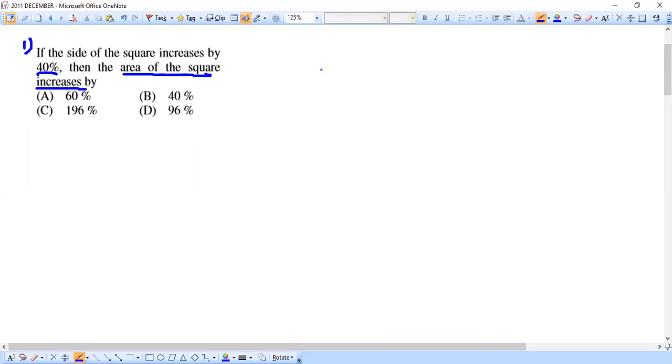So once again, let's just revise how to find the area of a square. Area of a square, we know very well, it is nothing but side into side, right? We have already seen this. In our previous videos itself, we dealt with a few problems based on the area of the square. There we did this kind of questions. Area of a square is side into side, the same formula we are going to use here also. But here they have given that the side of the square is going to increase by 40%.